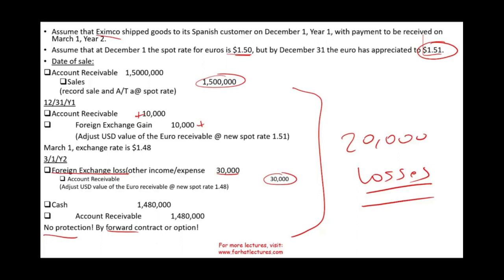In the next example, we're going to look at what if this company, Axiom Co., buys a forward contract and treats that forward contract as a cash flow hedge. Okay, so let's take a look at the new information and work this example. Just remember what happened here in order to appreciate the value of the hedge.